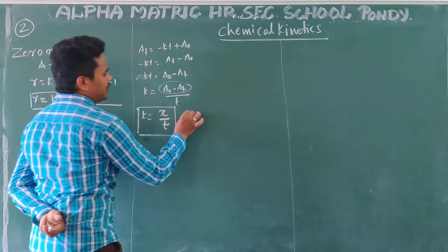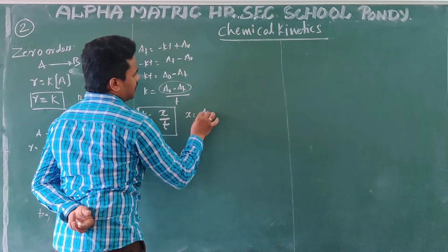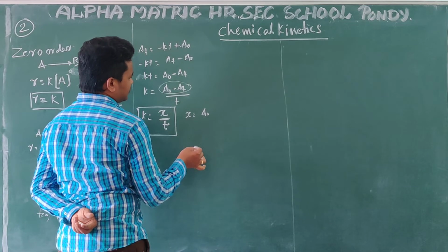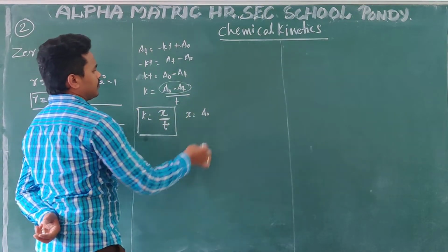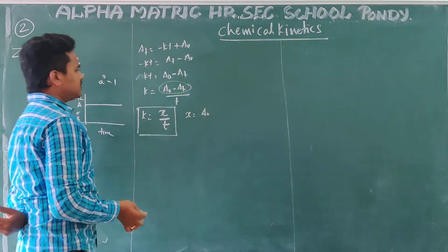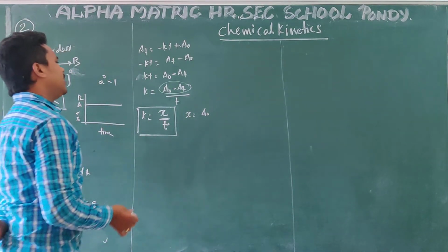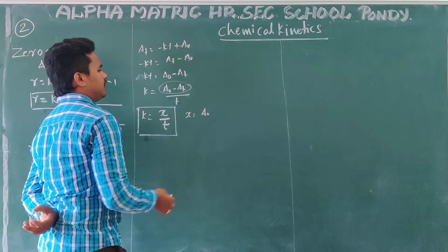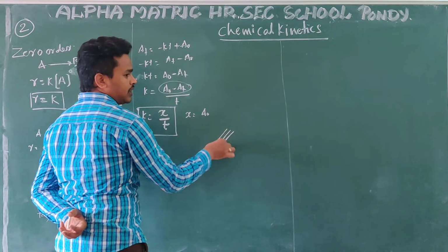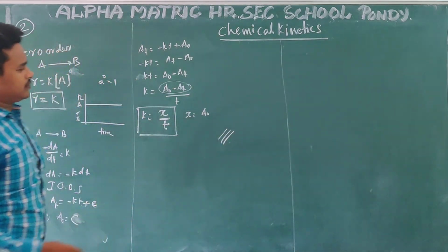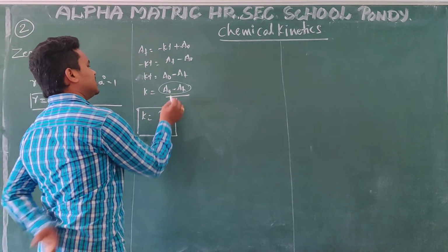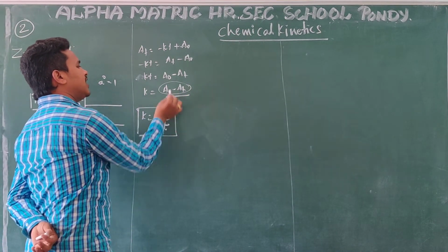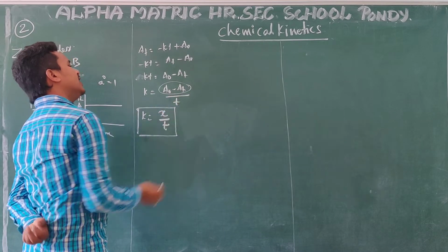X is nothing but what? X is nothing but a naught minus at. K is equal to x by t, x nothing but a naught minus at. A naught is a bigger value, at is a small value.